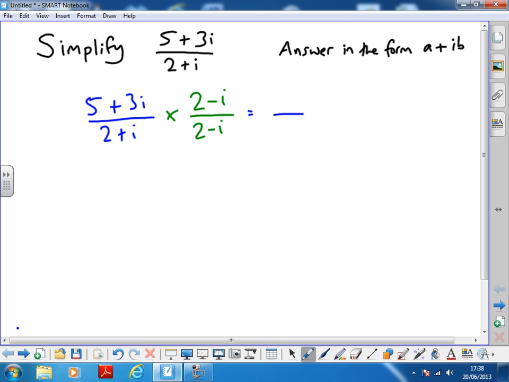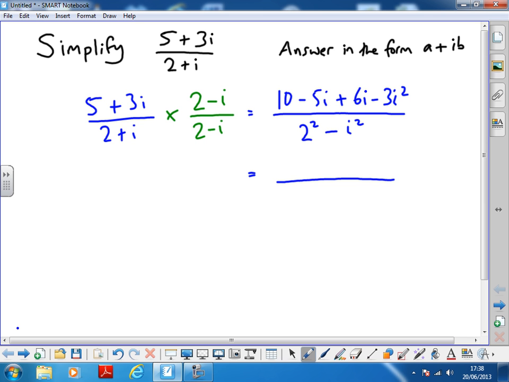But for the moment, let's just multiply the denominators by the difference of two squares. That's 2 squared minus i squared. And then if we multiply the tops, we're going to get 10 minus 5i plus 6i, and then minus 3i squared. So we're going to simplify that a bit further, remembering that i squared is minus 1.